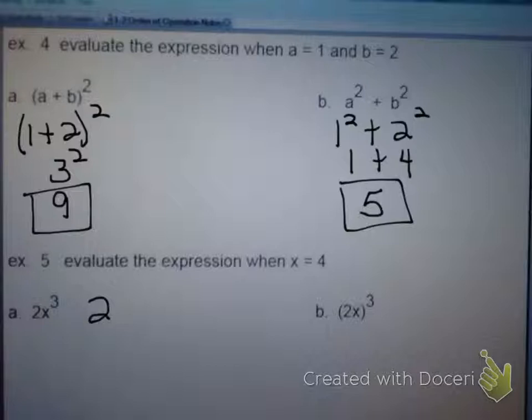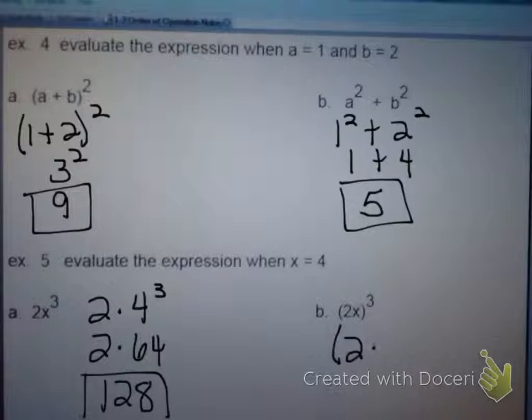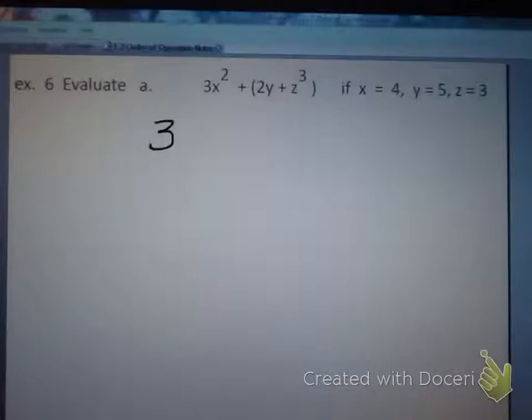Look at example 5, A and B. They look very, very similar, except B has a parentheses where A does not. So that changes the order of operations. In example A, we're going to do the exponents first after we plug in 4 for x. So we're going to do the exponents, then multiply. But in example B, because the 2 and the x are in parentheses, we're going to multiply first, then do the exponents. So be careful about that.